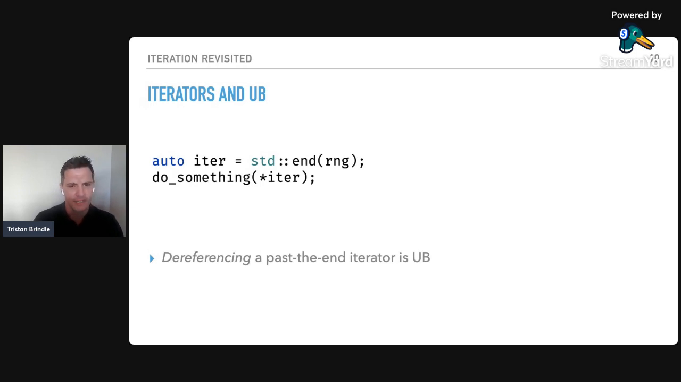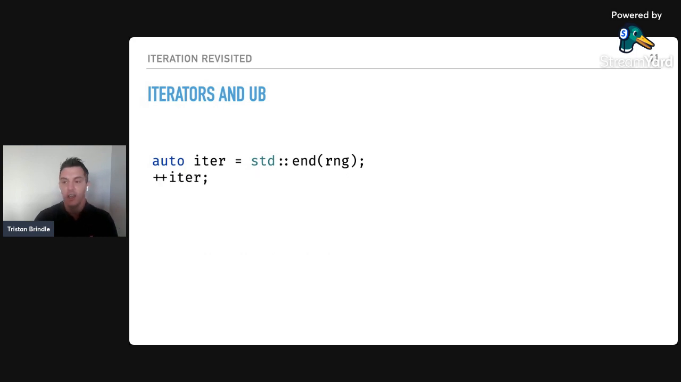Okay, so that's not great. So what about if we have our pass the end iterator, and rather than attempting to dereference it, we attempt to increment our pass the end iterator? Well, unfortunately, this isn't very good either. Again, we can form a pointer to one position past the end of an array in C++. The language allows us to do that, but we can't go any further. We can't just start forming a pointer to arbitrary memory addresses. Incrementing a pass the end iterator is undefined behavior.